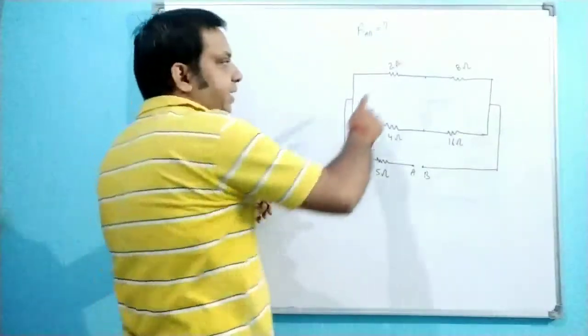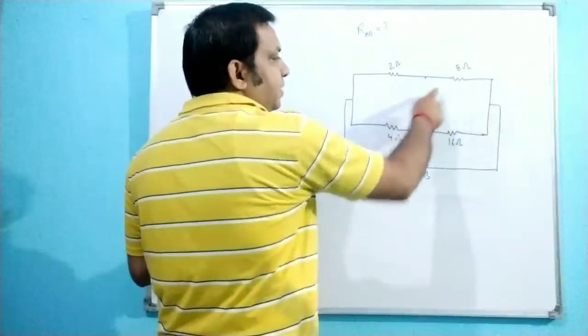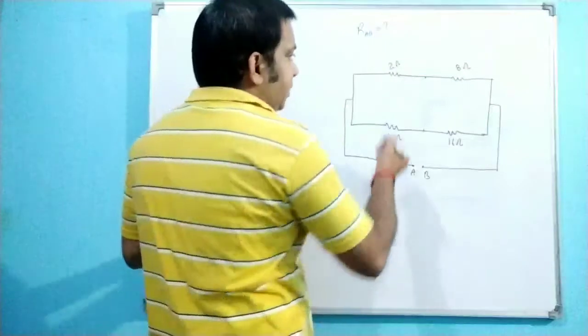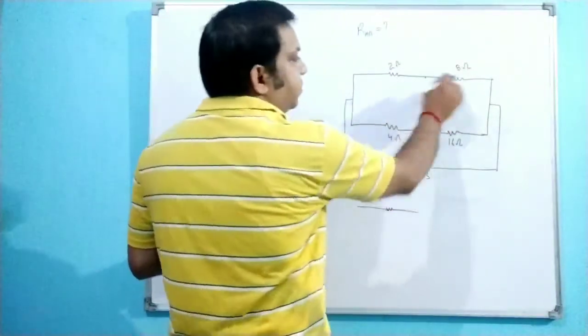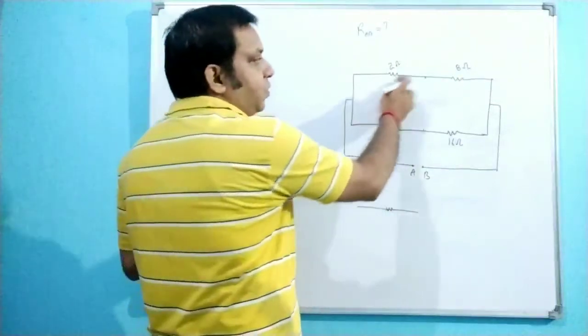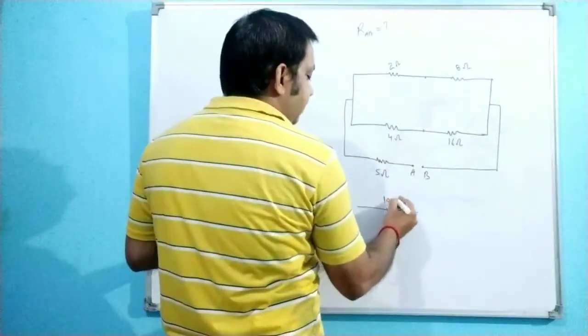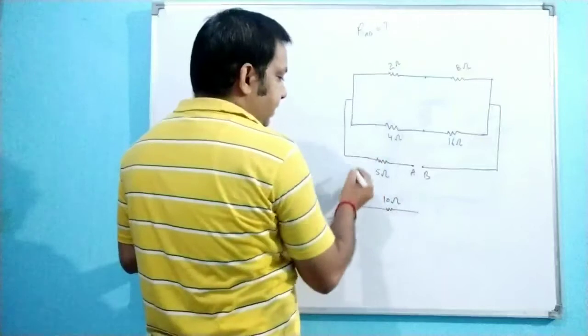And if you can see, these 2 ohm and 8 ohm resistors are in series combination. So you will get how much? In place of these two, you can use only one resistance of 2 plus 8, 10 ohm. And you can see this is connected with this 5 ohm.